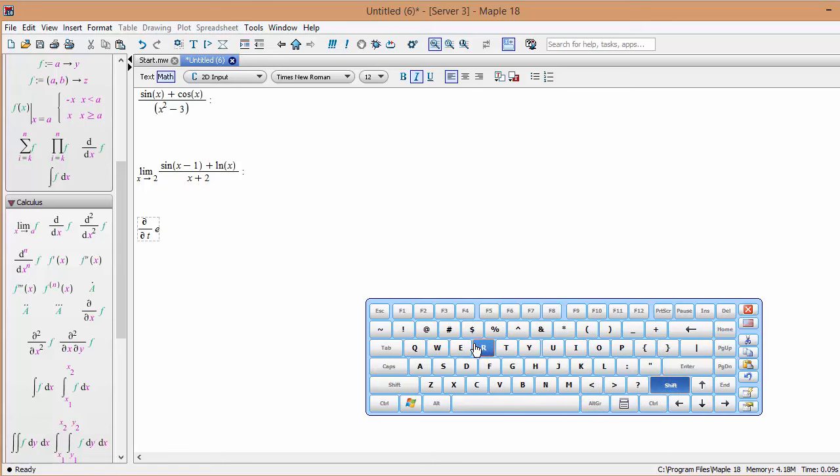Instead of x, enter t. And then type exponential minus 3 times t power 3.